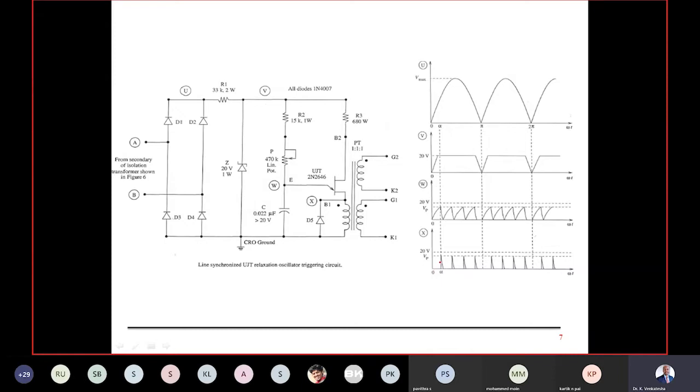Pavitra. Sir, can you please explain the circuit in a very simple manner by seeing the waveform? You try, no problem.